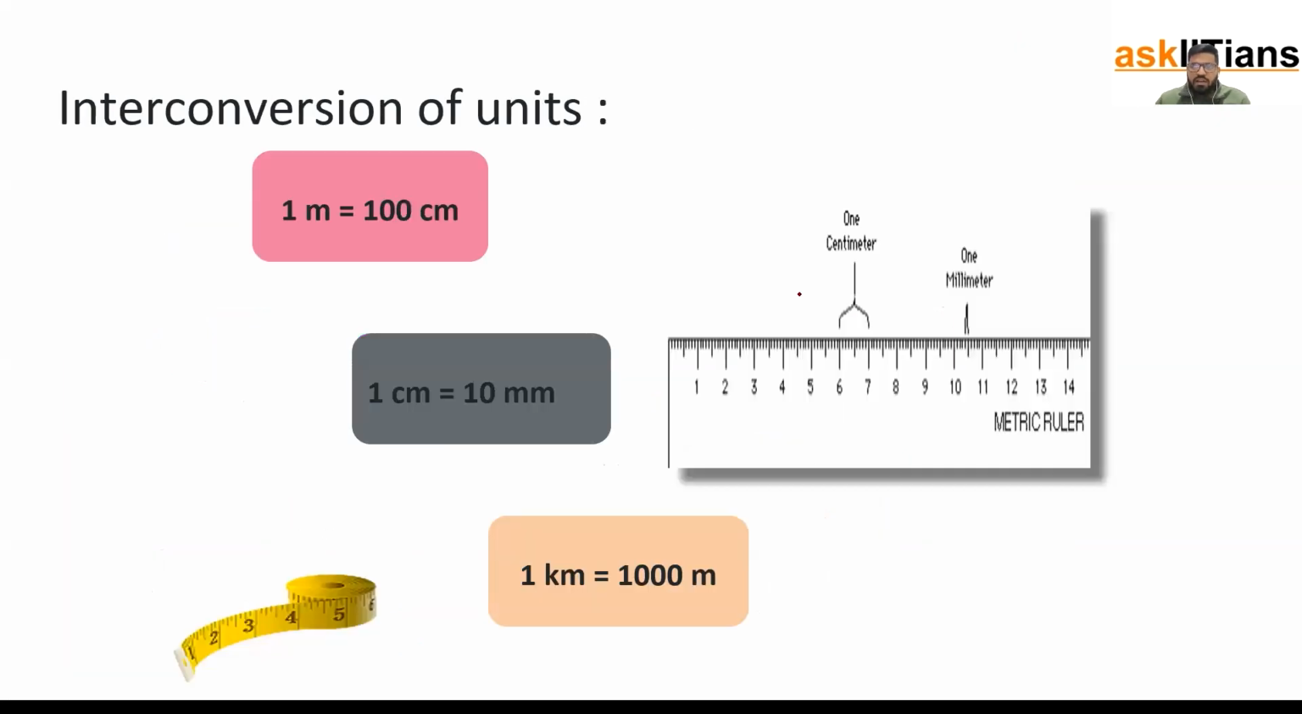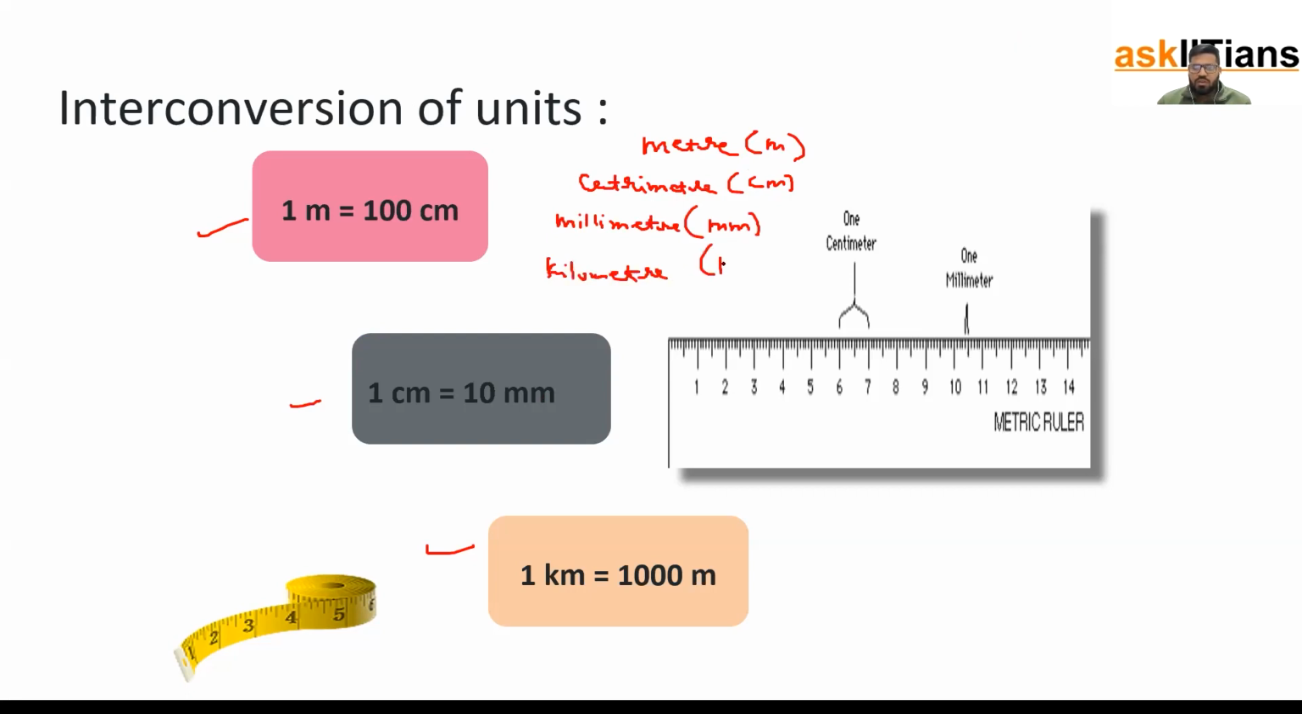Clear? Now see the interconversion. Basically, there are 4 common units we use for measuring length. First is the meter, which has the abbreviated symbol m. Second one is centimeter, which has the symbol cm. Third one is millimeter, which has the symbol mm, and the last one is kilometer, symbol km. These are the most common units. So these are the different standard units of measurement.